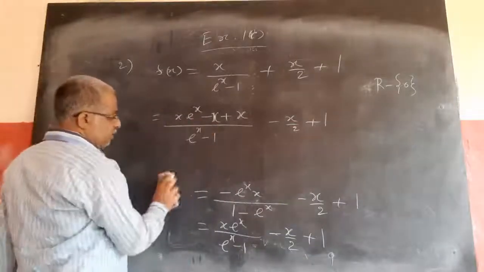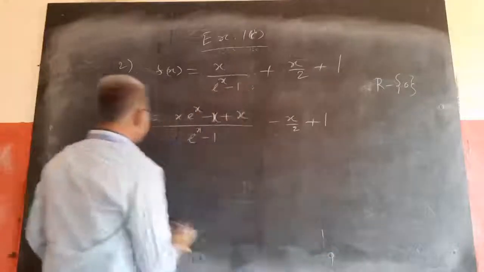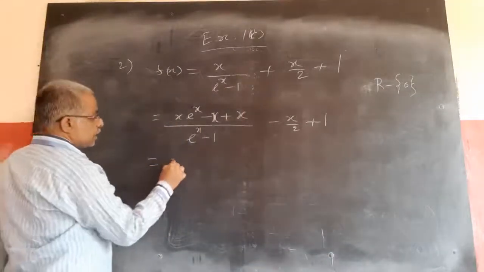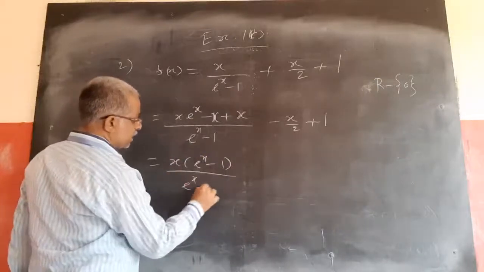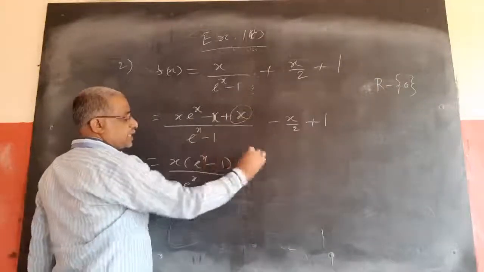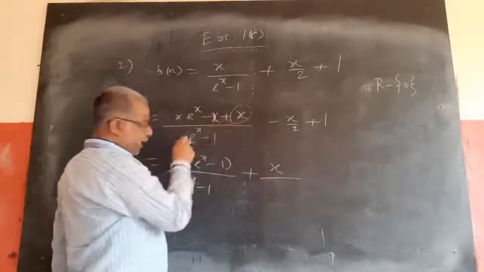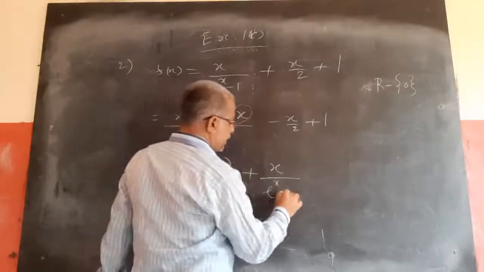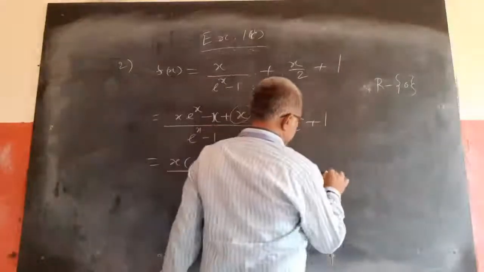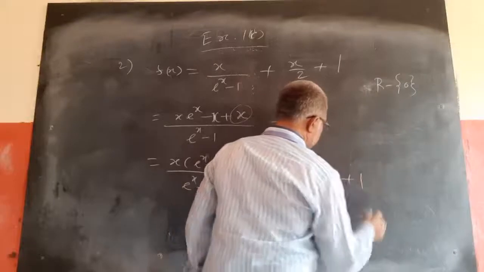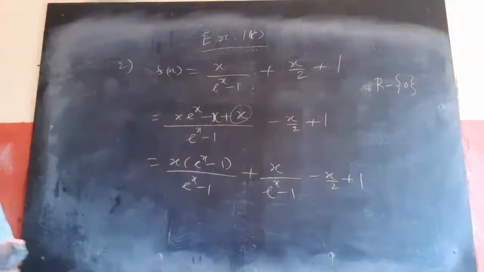Now if I take x common from these two, what happens? Let us see. If I take x common from these two, this becomes e power x minus 1 by e power x minus 1. And this x I will separate, means plus x by e power x minus 1, minus x by 2 plus 1.